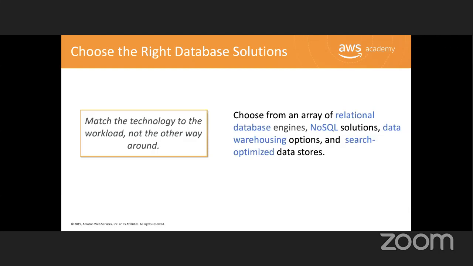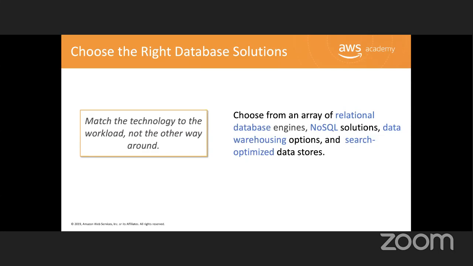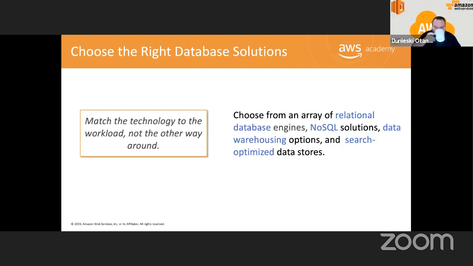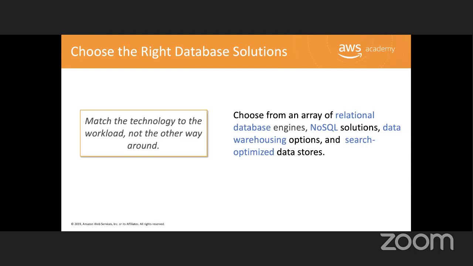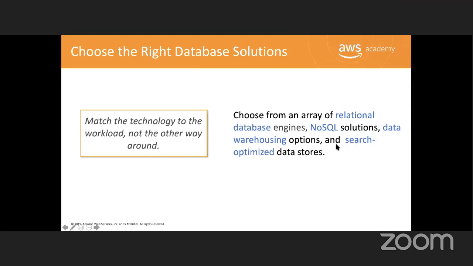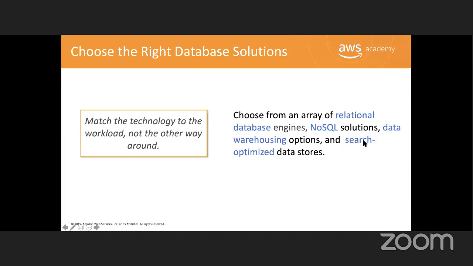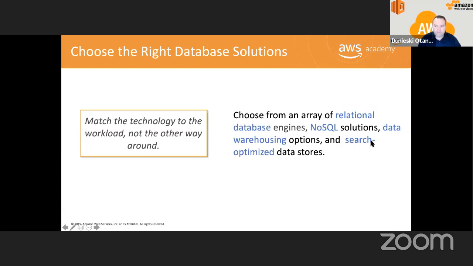Can you repeat the question? If I asked you, tell me something about relational database engines in AWS, what can you tell me? Can be Aurora, MySQL, correct. What else? SQL Server, MariaDB, Postgres SQL, Oracle. All right. If I say data warehousing, what comes to your mind? Redshift. Good. And search optimized data stores? Sounds like something like Elasticsearch. Okay.